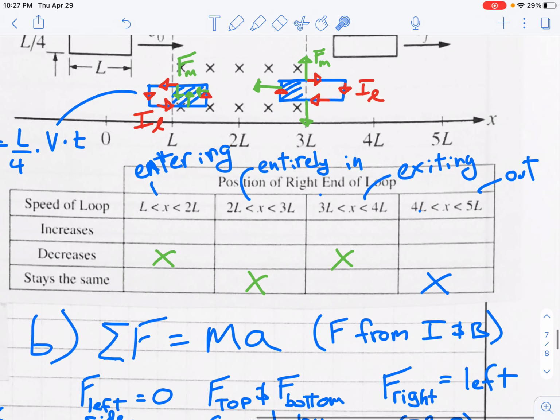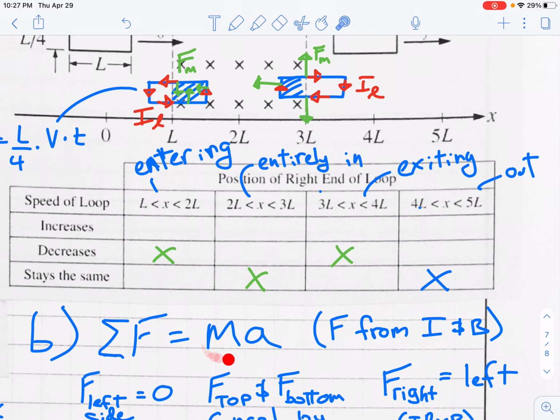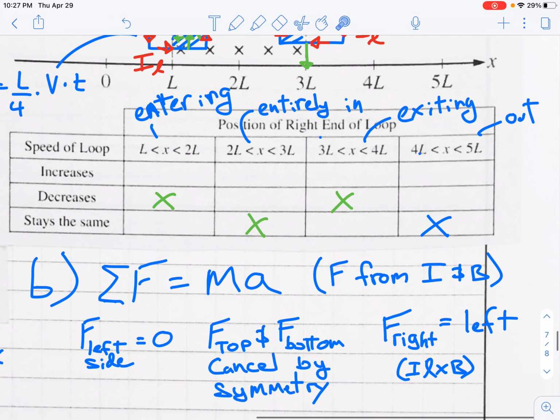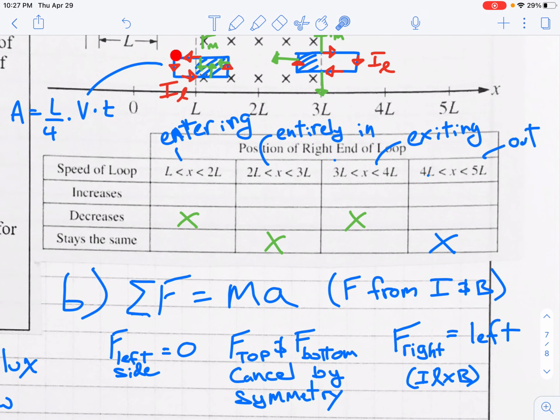So again, the sum of the forces are all from the current and the magnetic field interacting. The left side has no force because it's outside of the region. The top and the bottom cancel by symmetry. And the force on the right side points to the left. Don't get these rights and lefts confused. This is the right side of the loop.